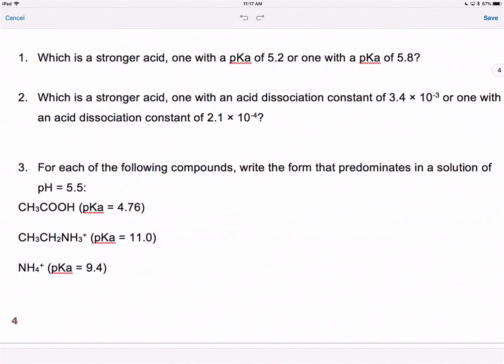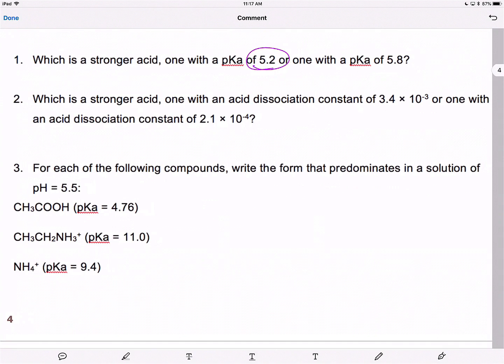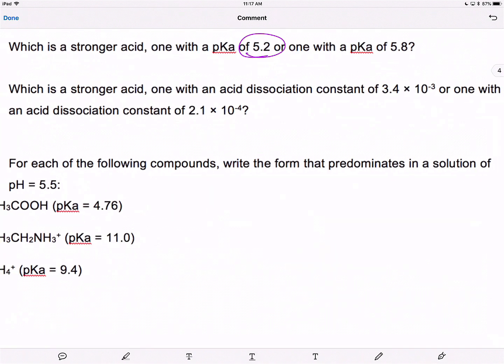Which is a stronger acid? Okay, 5.2. Okay, lower the pKa, stronger the acid. Which one is the stronger acid? Now we're talking about the acid dissociation constant, which is the Ka. Okay, -3. I'm just going to assume you don't want to talk to me, but you know this, right?